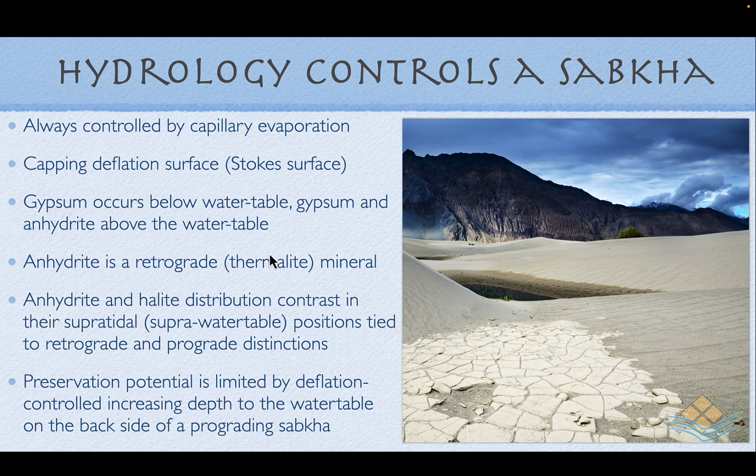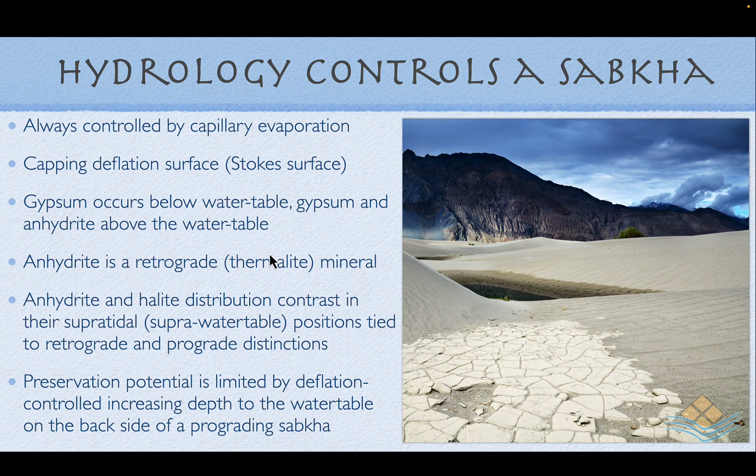Within that column, if we use the UAE as an analog, we'll see gypsum below the water table and variable levels of gypsum and thermolytic anhydrite above the water table, tying back to the notion that the distribution of the anhydrite above the water table, not below the Stokes surface, is indicative of its retrograde or thermolytic origin. And if we look at the distribution of the anhydrite directly above the water table and halite, which forms ephemeral crusts at the Stokes surface, their positions are tied to their retrograde and prograde distinctions within that capillary evaporite hydrology.